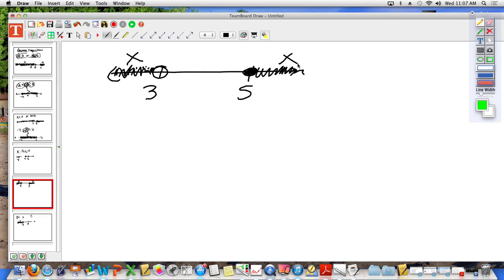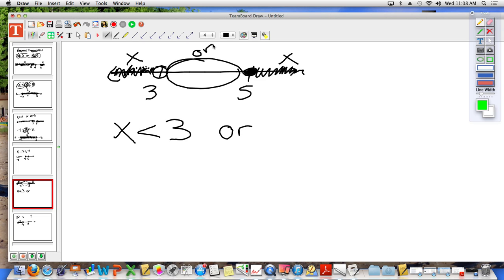In this situation, we have a bunch of x values that are less than 3. Everything to the left of that 3 is less than 3. Or, don't forget to use the word or, this big empty space in the middle, that's representation of the word or. So we have x is less than 3, or we have a bunch of x's that are greater than or equal to 5.